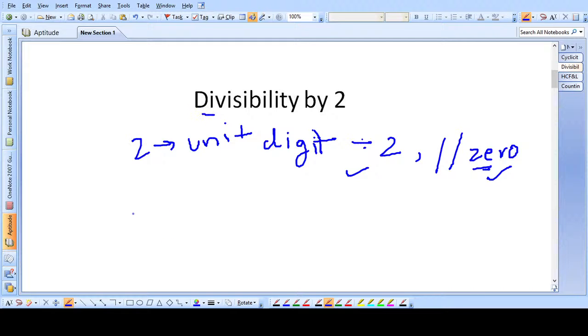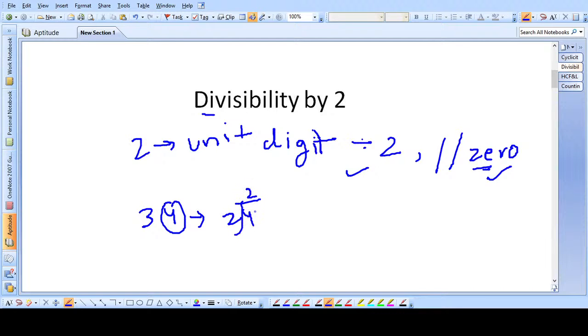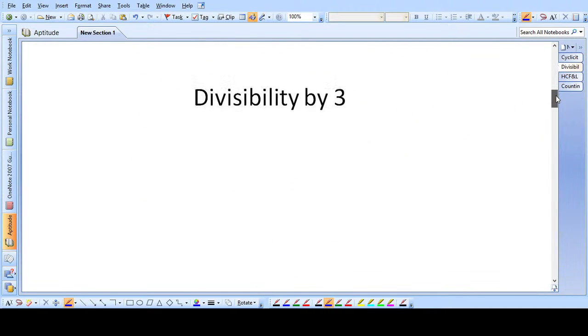Let's take one example. Suppose we have a number, simply 34, okay, so the unit digit is 4, so divide this 4 by 2 and this is 2 times 2 of course, so remainder 0, so this is divisible, hence this 34 completely is divisible by 2. Let's take a bigger number, suppose 750, so the unit digit contains 0, that means yeah, the second condition is satisfied, that the unit digit is 0, hence this number is divisible by 2, okay. Let's see the condition for 3.